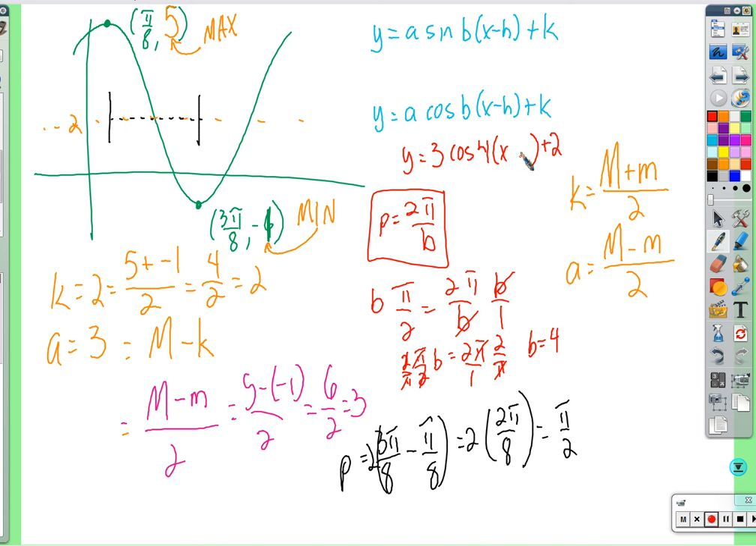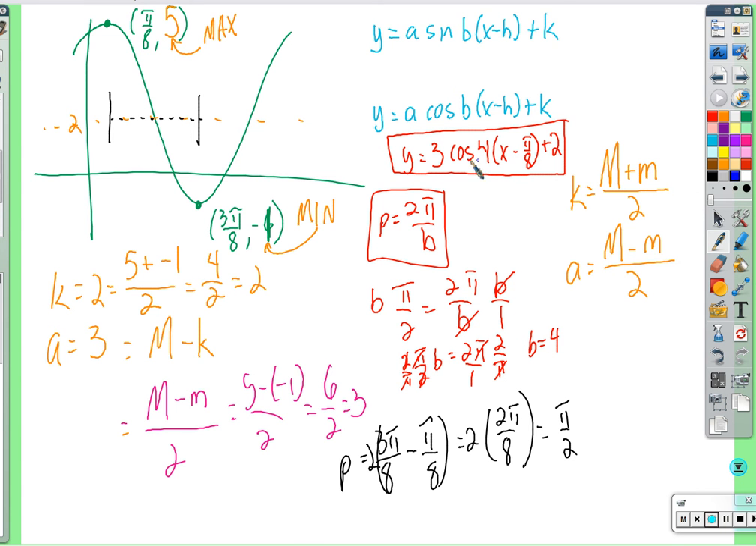We'll call it a cosine wave, and what do we put here so that we have a horizontal shift to the right by pi over 8? Minus pi over 8. Would this work? Mm-hmm. Gordon got it in sine form, rather than the cosine, which is fun to do.